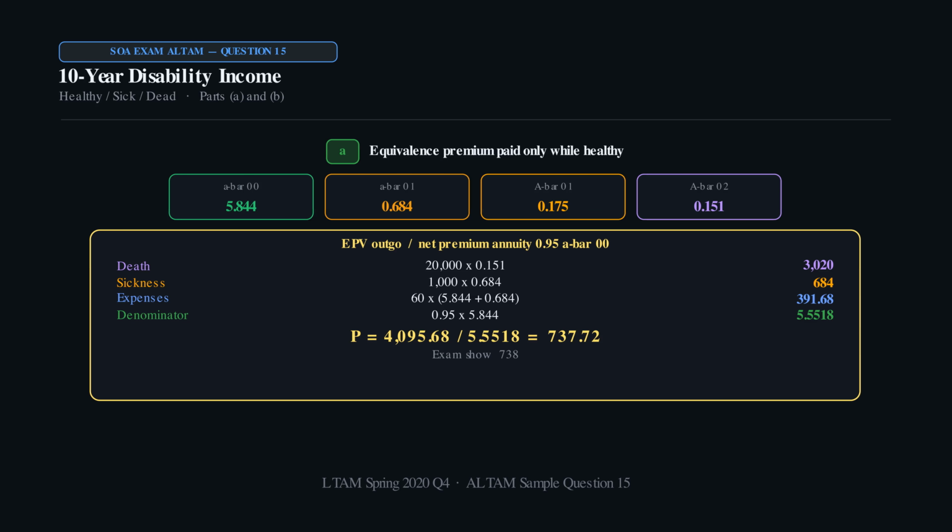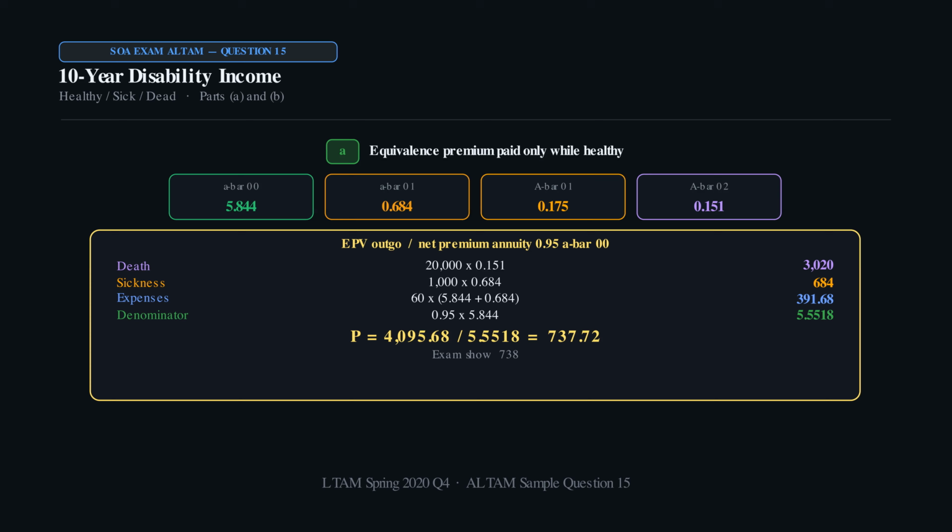Part A is the equivalence premium, paid only while healthy. The given occupancies are A-00 of 5.844, A-01 of 0.684, A-01 of 0.175, and A-02 of 0.151. The death benefit is 20,000 times A-02, sickness is 1,000 times A-01, and expenses are 60 times the sum of the 2 sojourn annuities. Divide by 0.95 times A-00.